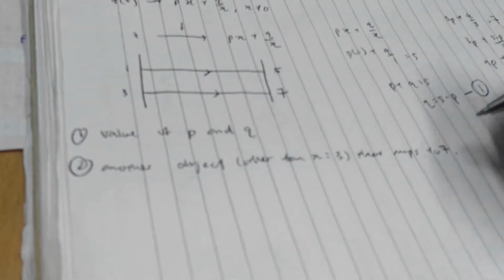Okay, so value of p and q. Okay, so now the equation is 2p plus 3 over x equals 7.